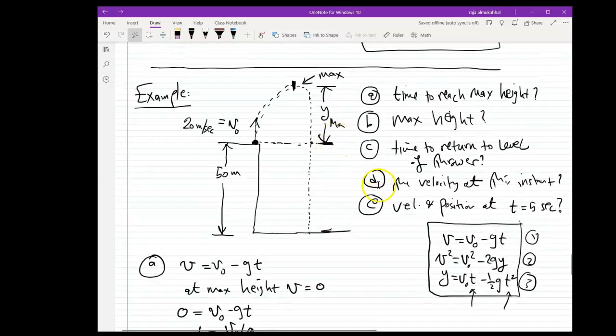Part E, or rather D, he said the velocity at this instant. In other words, what is the velocity of the ball right here, this velocity? Well, again, if we use common sense and symmetry, it should be equal to V naught. Make sense?